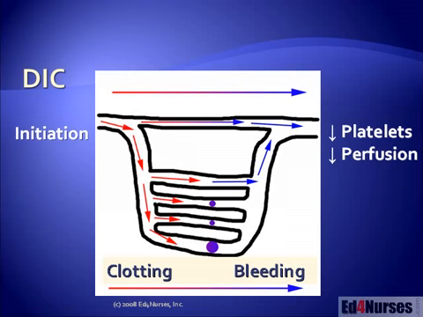In addition, platelets are being used up to form those clots, and the patient will have a decrease in platelet count. It is this decrease in platelet count and also the initiation of the fibrinolytic pathway that leads to the patient developing the symptoms of bleeding. So we have both clotting and bleeding happening at the same time.